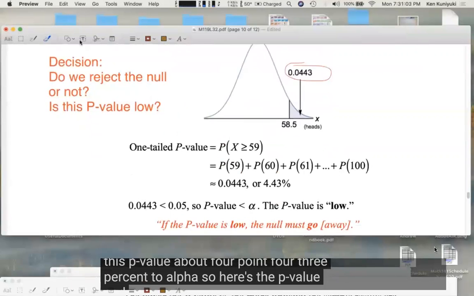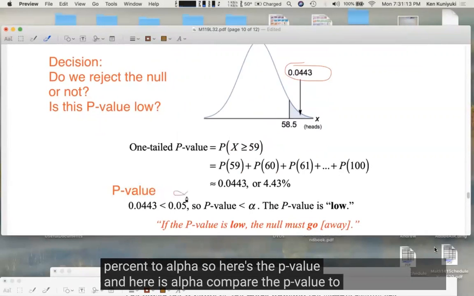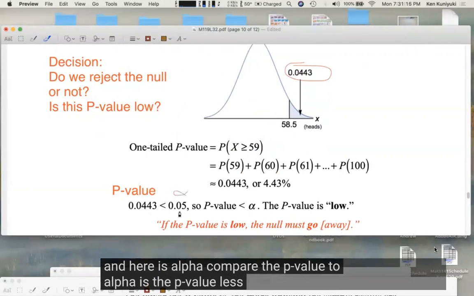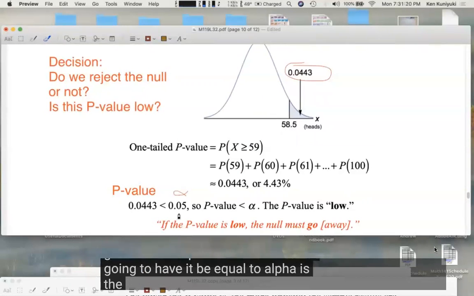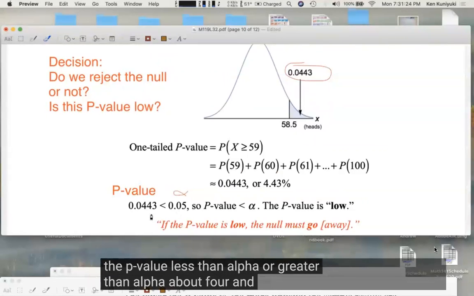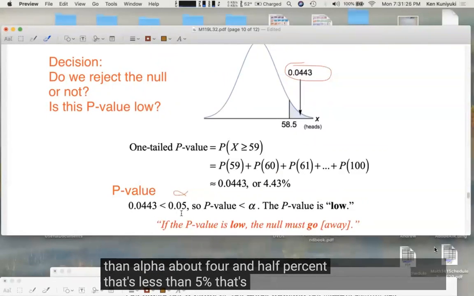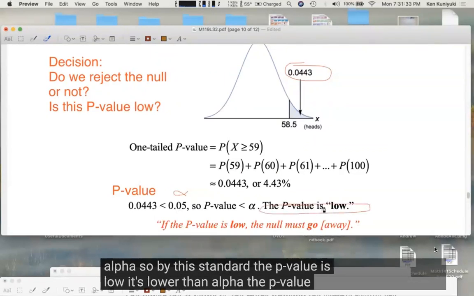So here's the p-value. And here is alpha. Compare the p-value to alpha. Is the p-value less than alpha or greater than alpha? Remember, I'm not going to have it be equal to alpha. About 4.5%, that's less than 5%. That's less than alpha. So by this standard, the p-value is low. It's lower than alpha.